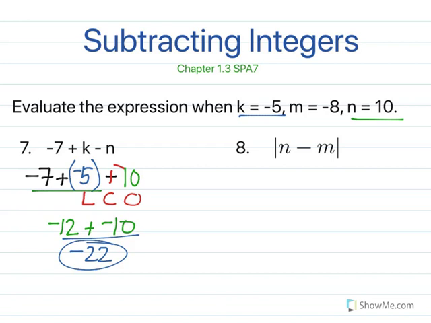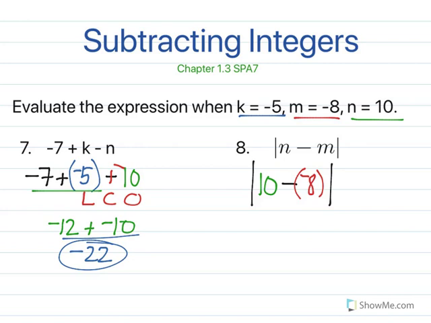Now for number 8, 8's a little bit different because we have absolute value signs. If you remember, the absolute value of a number is how far that number is from 0 on a number line. And so what I'm going to first do is write down the problem. So I have n minus m. I'm going to write it in with the values from the instructions. So again, my n value is 10. So I put a 10 here. And then minus. And then my m value is -8. So I'm going to put a -8.